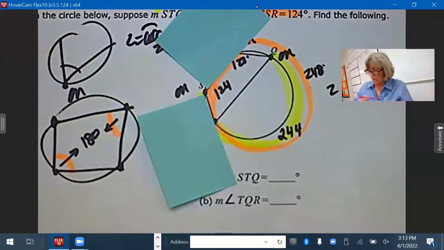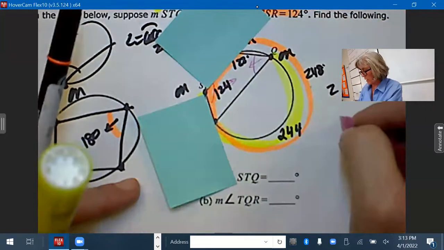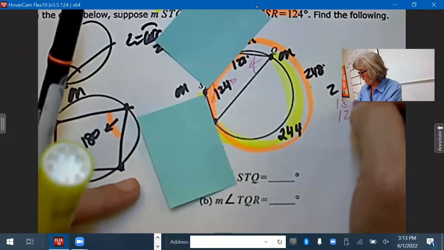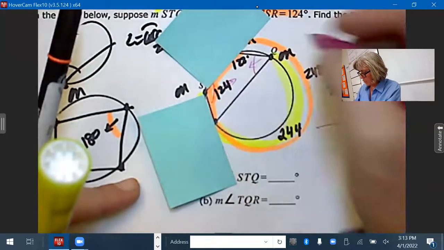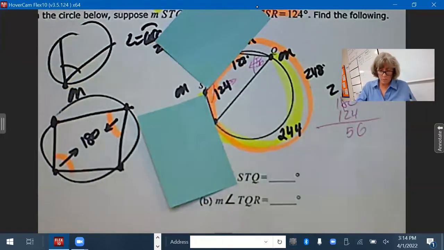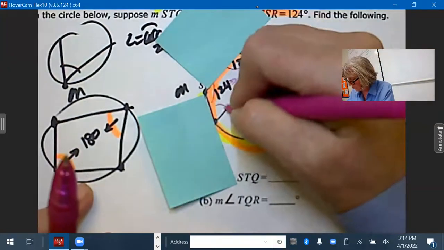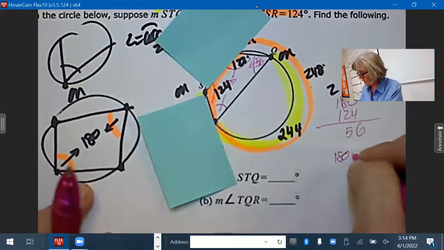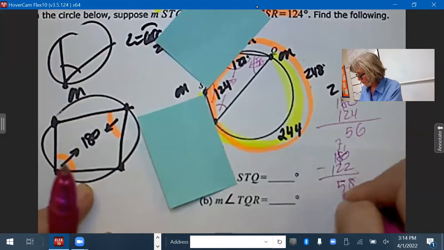Then we have opposite angles add up to 180. So these angles this way add up to 180. So 124 from 180, and we are going to get here 56. And then coming this way, opposite angles add up to 180, going this way too. And that's 180 minus 122, and we get 58.